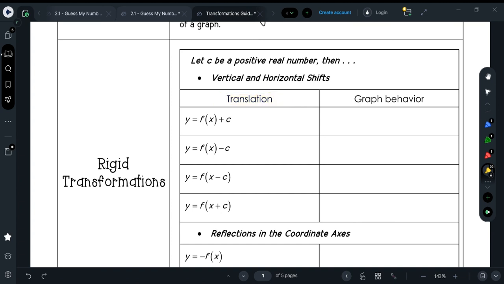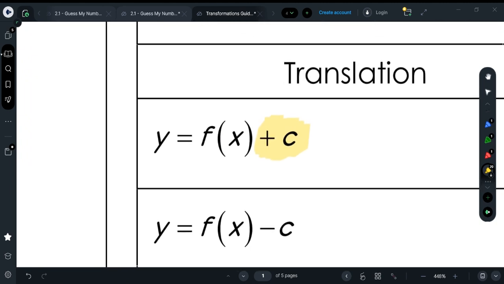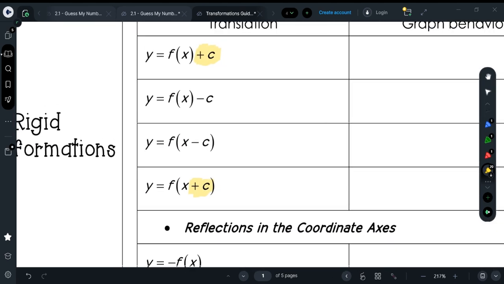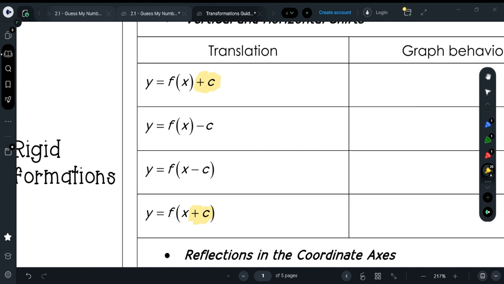We've got 4 cases. Now, for this first one, it's got a plus c. C is going to be some number, any real number. Here we have a minus c. Here we also have a minus c. And here we have a plus c again. Now, the thing to notice between these is that, let's just compare, okay, plus c here and plus c down here. These are not exactly the same thing, because on this one, the plus c is outside of the parentheses. Down here, the plus c is inside of the parentheses. These are actually 2 different things. They're going to give us 2 different types of translations.